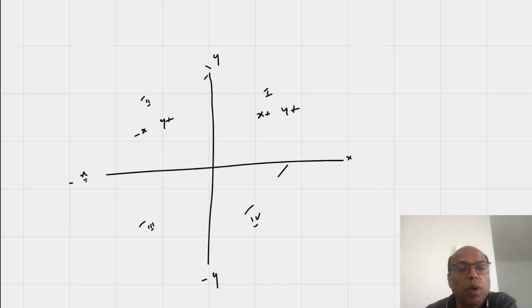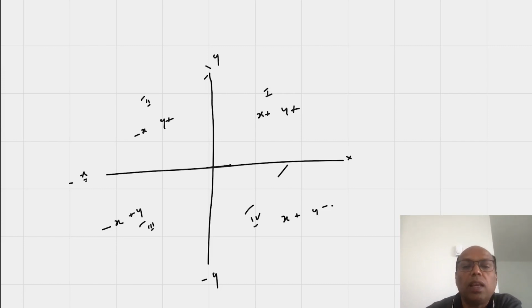And here is going to be what? Both are negative. X is negative, y is also what? Negative. And here is going to be what? X is what? Positive and y is going to be what? Negative. Correct? But there is a possibility in this place.